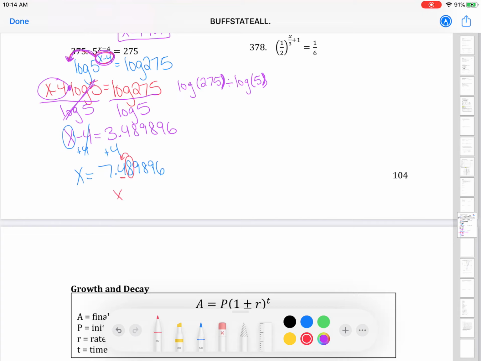Okay, then round to the nearest tenth like it says in the directions. That's one place after the decimal point, but I have to refer to that digit after it. 5 or above, give it a shove. This is going to become 7.5.